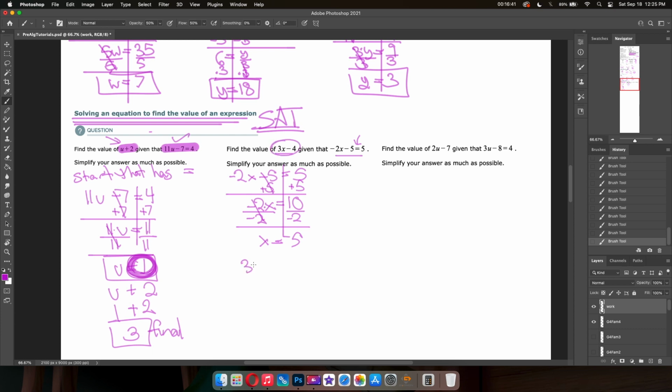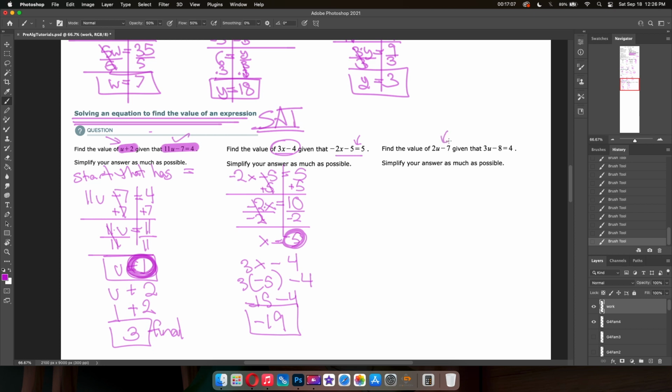So now we have 3x minus 4. Only now it's not 3x because we just figured out that x is negative 5, so we're going to plug in that negative 5. 3 times negative 5 is negative 15 minus 4. Same sign, so you add. Negative 19 is my final answer.